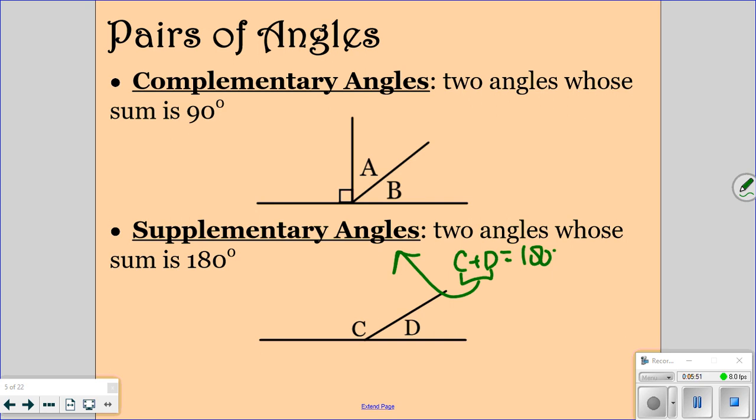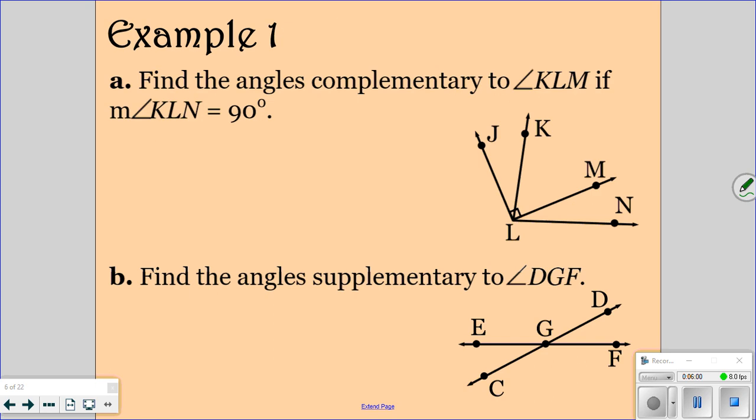You need to make sure to learn the difference between complementary and supplementary. Complementary is 90, supplementary is 180. Okay, so let's look at an example. We want to find the angles that are complementary to angle KLM.